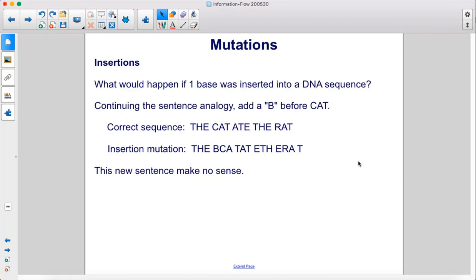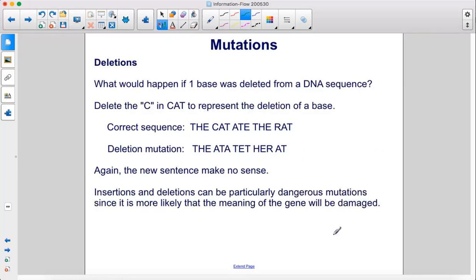Insertions. What would happen if one base was inserted into a DNA sequence? Continuing the sentence analogy, add a B before cat. The correct sequence, the cat ate the rat. An insertion mutation might look like this. And then there's a B inserted here. So now the rest of the sentence looks like this. This new sentence makes no sense.